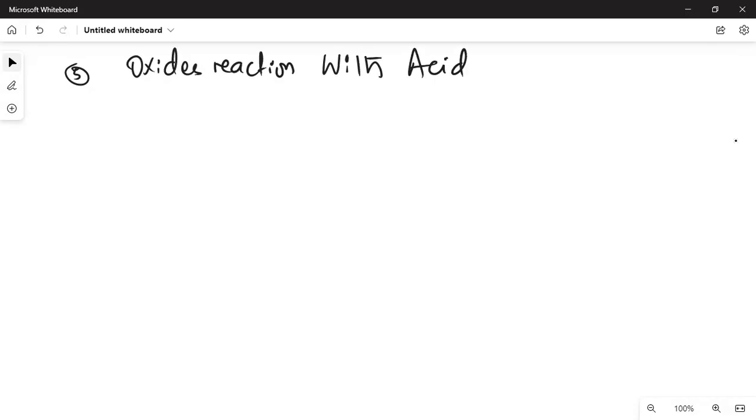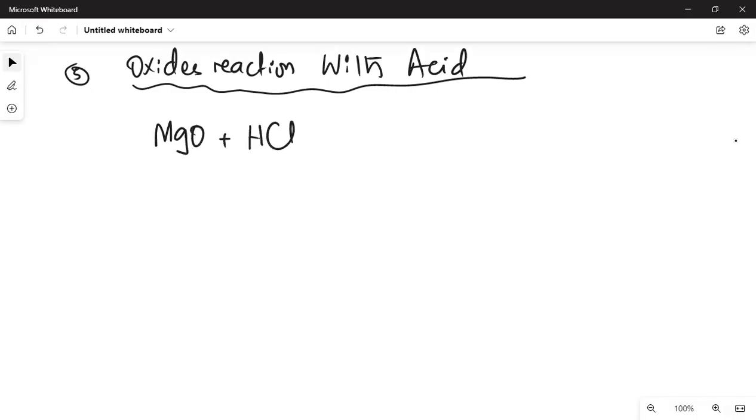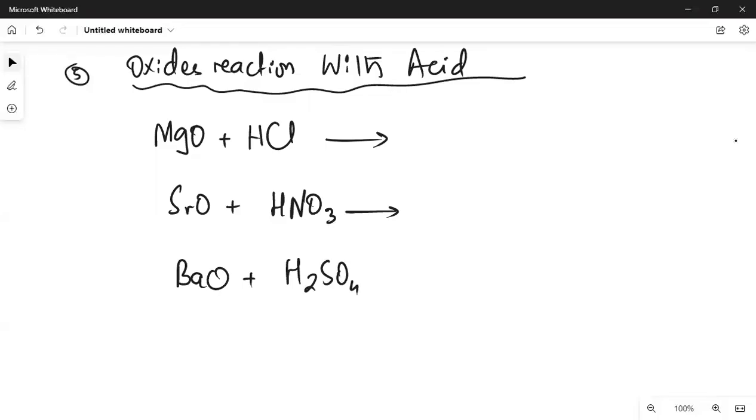Now, because group 2 oxides are basic oxides, they can react with acid to make salt, such as if I have magnesium oxide and we reacted with HCl. If we have strontium oxide and we reacted with HNO3, and then if we have barium oxide and we reacted with H2SO4. I've not picked all the oxides. It's just to give you the idea. And again, as I said, we expect you to know these reactions already. Metal oxide and acid would make salt and water. These reactions are called neutralization.